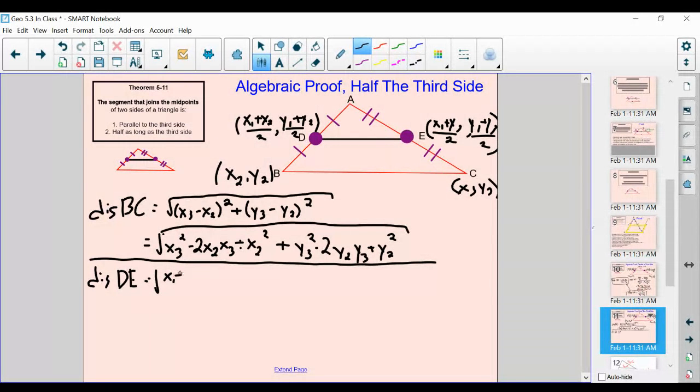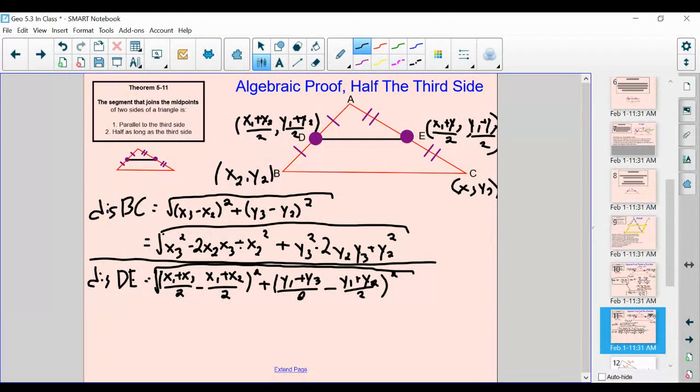Well, the difference of our x's, here we go: x sub 1 plus x sub 3 over 2 minus x sub 1 plus x sub 2 over 2, that's squared. Plus the difference of our y's, which is y sub 1 plus y sub 3 over 2 minus y sub 1 plus y sub 2 over 2, squared. And let me draw my radical.